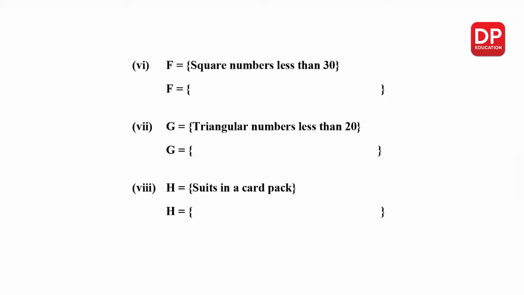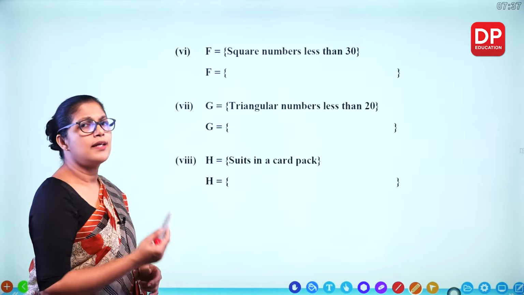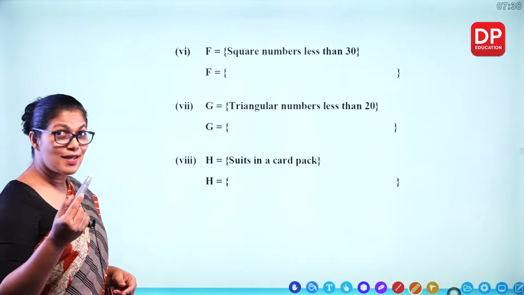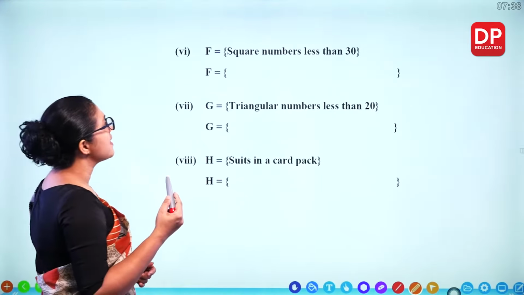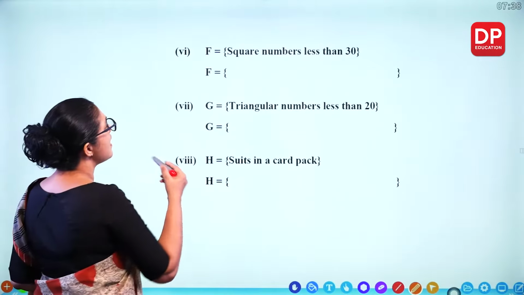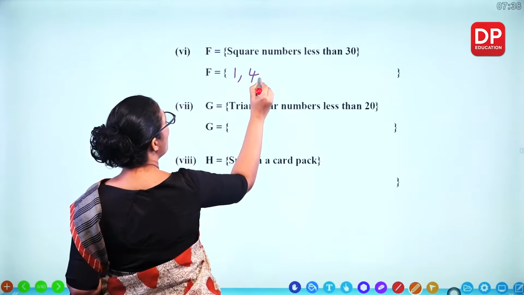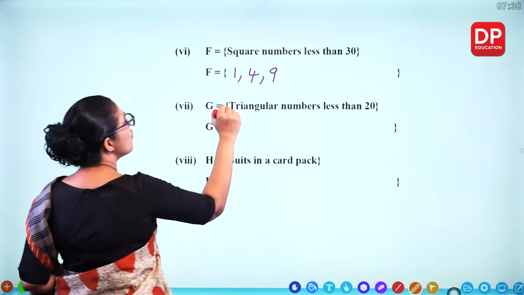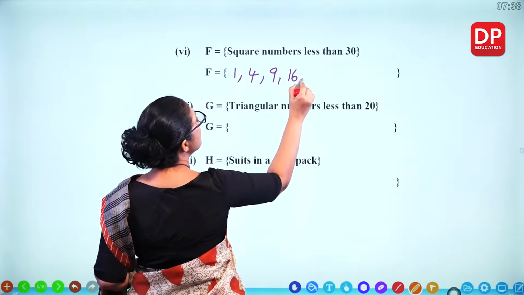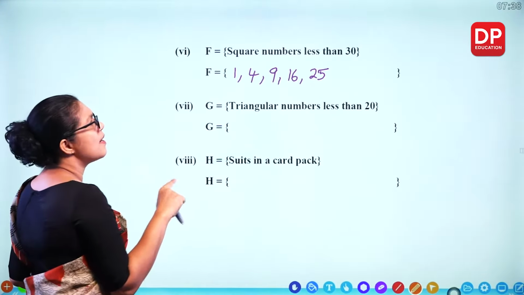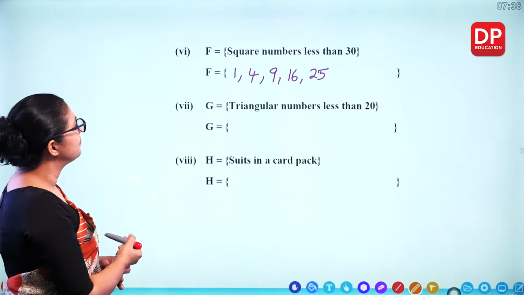Square numbers less than 30. Square numbers: 1 squared is 1, 2 squared is 4, 3 squared is 9. Square numbers less than 30, you can write 1, 4, 9, 4 squared 16, 5 squared 25. But you can't write 36, that's more than 30.